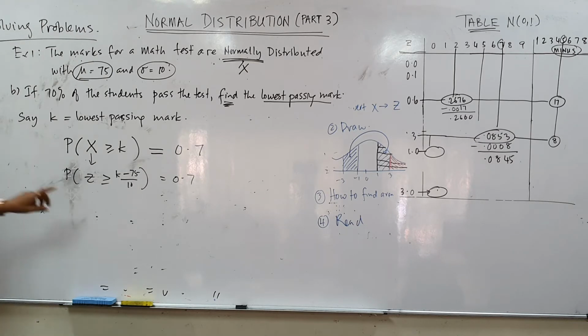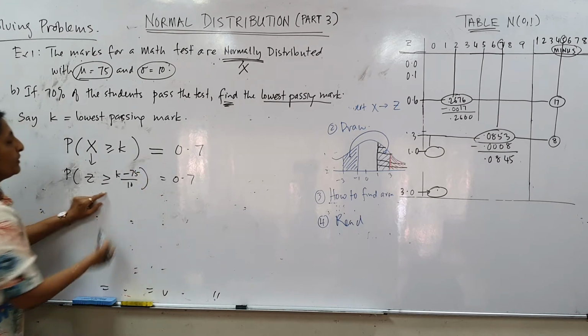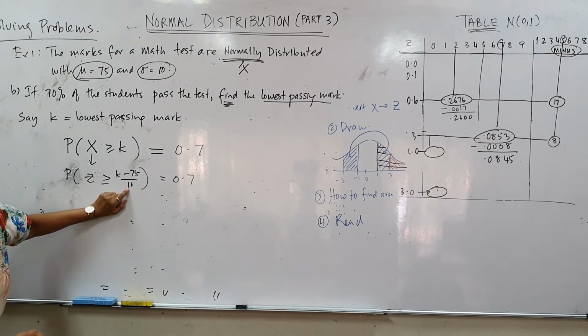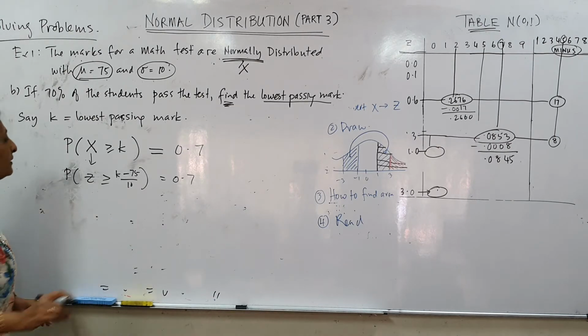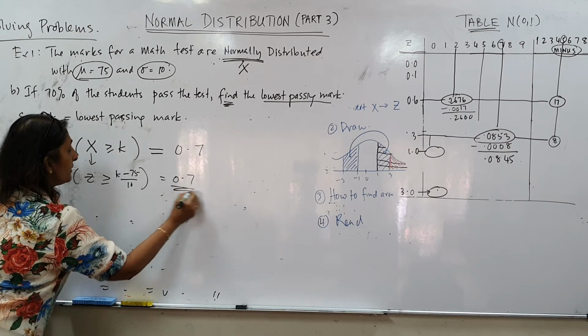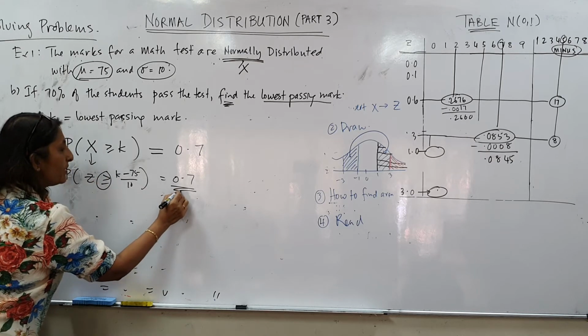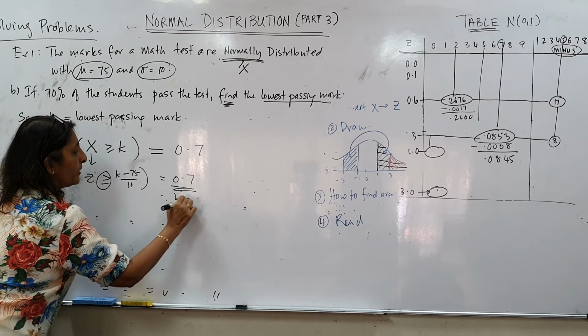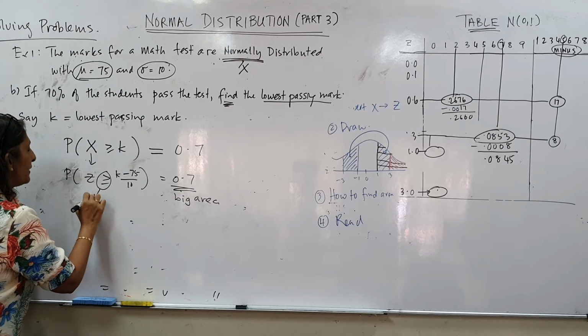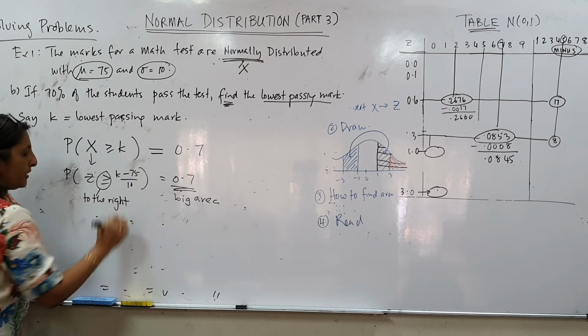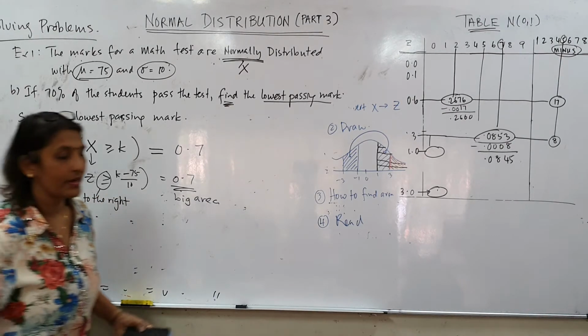Now we are going to look for values inside, meaning you have to use what I taught you in part 2 just now, how I taught you to find the value of A. So step 1 is to draw. Draw means I have to look at this and I have to look at the symbol, whether it's a big area or small area. This is a big area because it's more than 0.5. And this shows it is to the right. So we're going to draw a big area to the right.